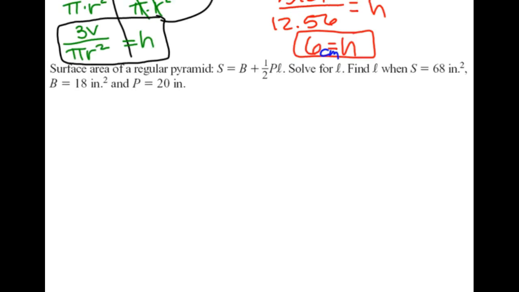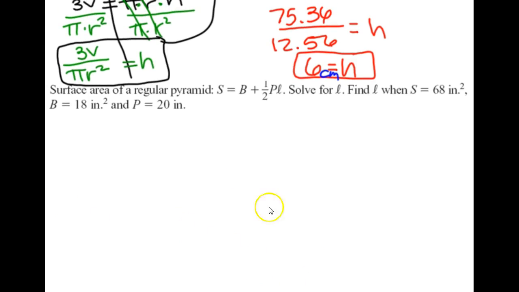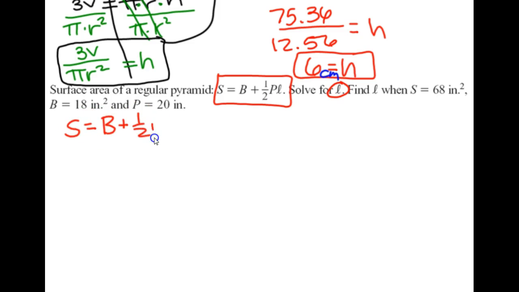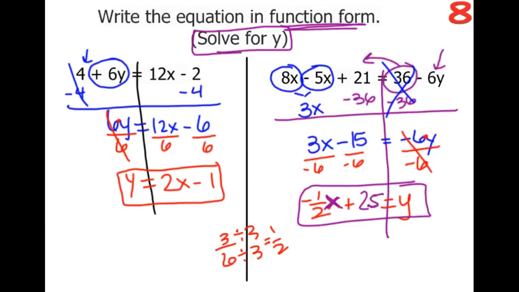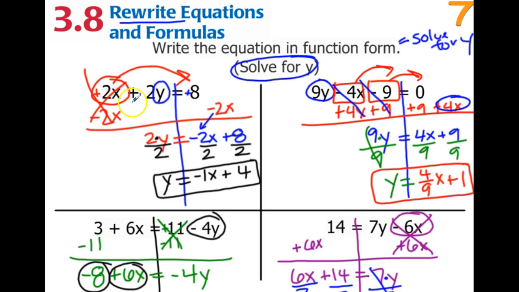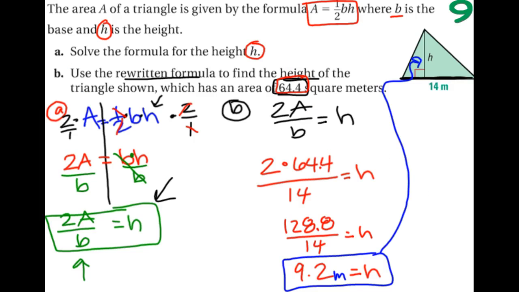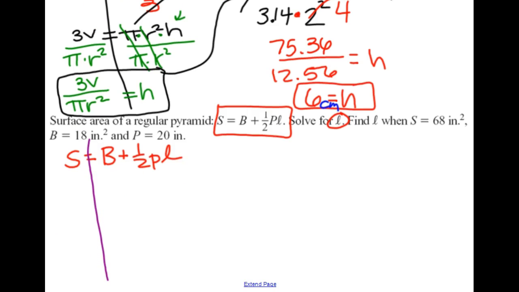Last problem. It says the surface area of a regular pyramid is S equals B plus 1/2 PL. Solve for L. So let's do that. S equals B plus 1/2 PL. And then we're going to plug in some things. So just like we solved for y way back here, oops, too far. When we solved for y, we moved the other term over to the other side, got rid of our addition and subtraction, then multiplication and division. That is exactly what we're doing here as well.